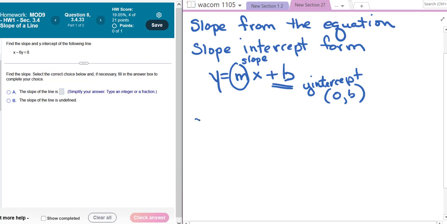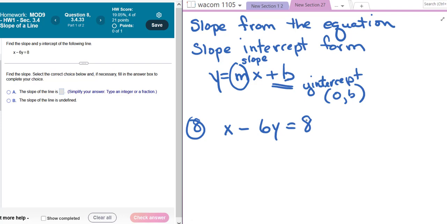Right, let's look at question 8. They are giving us an equation, and they are asking us to tell the slope. We have to do some algebra on this equation before we can give the slope. We need to isolate the y, and then we can read it off once we're in this form. So we're going to do some manipulation on this. We want y by itself, so we're going to move the x to the other side. So subtract it.